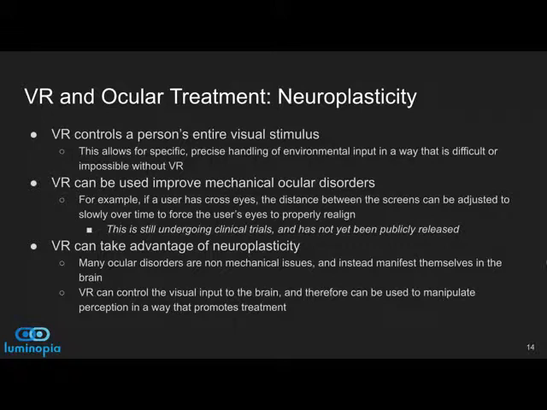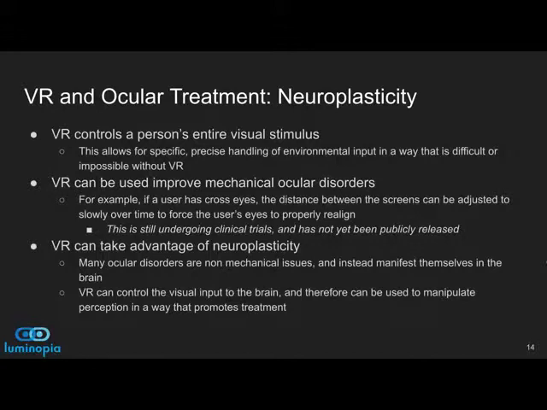So in a simple sense, virtual reality could be used to fix mechanically based ocular disorders such as strabismus, which is when a user has cross eyes. So what the virtual reality setup could do is it could have the screen set up aligned to the person's cross-eyed view, but over time slowly move them in an attempt to realign their eyes so that they then have a permanent realignment of where their eyes are properly aligned. And this is currently undergoing clinical trials right now. It's looking pretty promising. Hopefully those results will be released in the coming months.